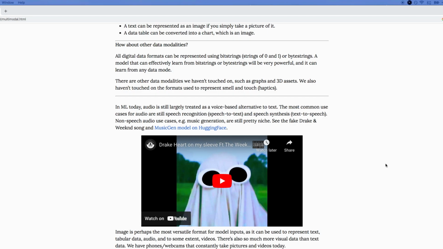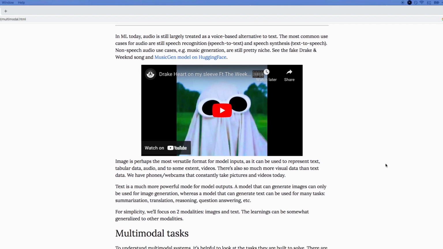In ML today, audio is still largely treated as a voice-based alternative to text. The most common use cases for audio are still speech recognition, speech-to-text, and speech synthesis, text-to-speech. Non-speech audio use cases, for example music generation, are still pretty niche. See the fake Drake and Weeknd song and music gen model on Hugging Face.